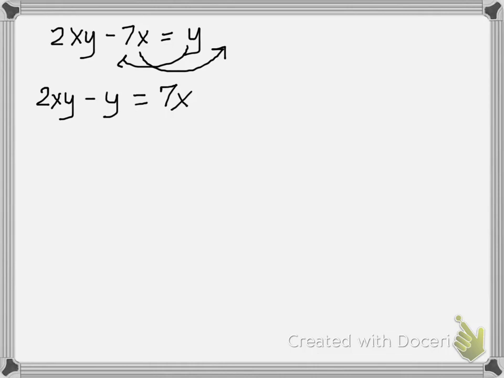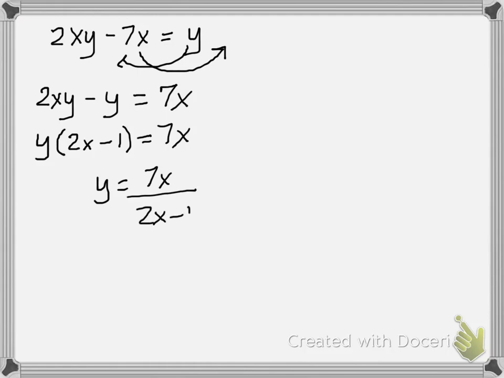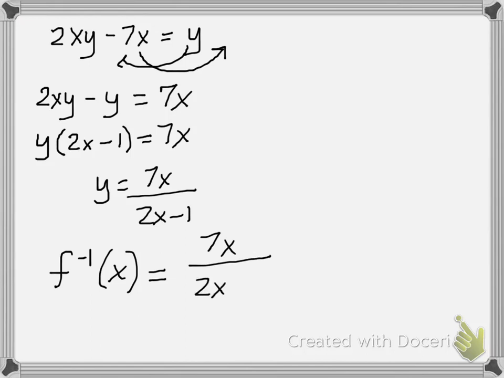Since I'm solving for y and y is common in both terms, I'm going to factor out a y. So I get y times (2x minus 1) equals 7x. Again, keep in mind the goal is to solve for y. So now I'm going to divide both sides by 2x minus 1. And when I do that, I get y equals 7x divided by 2x minus 1. I'm almost done. The only thing that I need to do is write it in function notation. In function notation, because this is the inverse, it would be f to the negative 1, which is the notation for the inverse function, equals 7x divided by 2x minus 1.